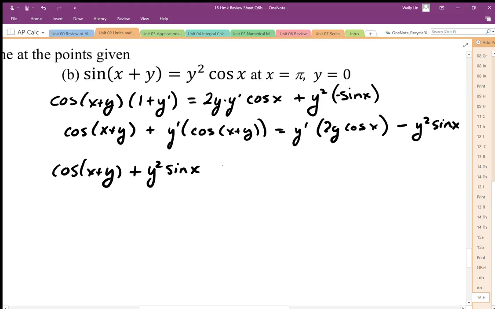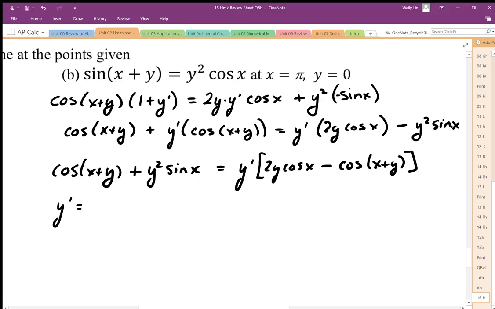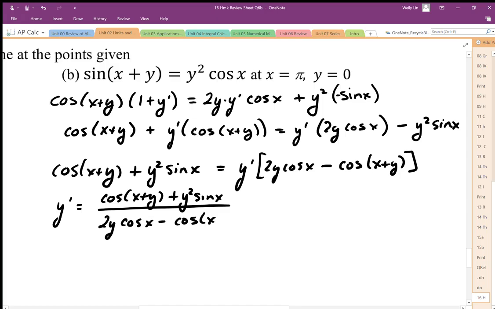And on the right hand side, I end up with y prime times 2y cos x minus cosine of x plus y. So solving for y prime is equal to cosine of x plus y squared sine x, all over the denominator 2y cosine x minus cosine of x plus y.